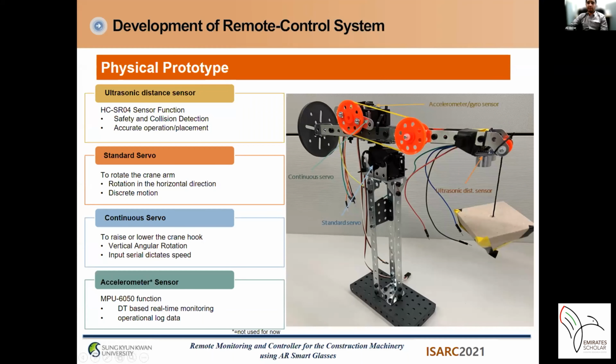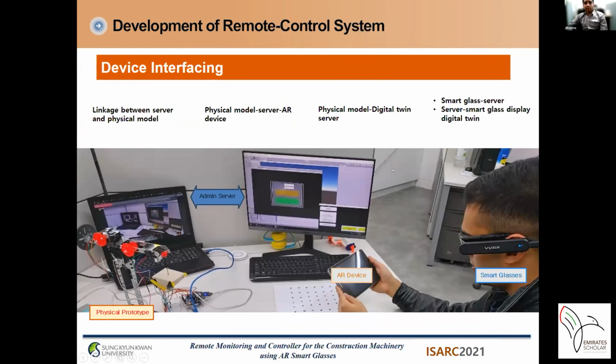So we made the remote control system, and firstly we made the physical prototype. The physical prototype includes the ultrasonic distance sensor, which tells us the distance from the object, and it helps in the safety and the collision detection. Secondly, we have the standard servos, which help to move the crane arm, and the continuous servo, which helps to move the hook. For the digital interfacing, we made the linkage between the server and the physical model with the AR device, and the server, the physical model with the digital twin, and lastly with the smart glasses.